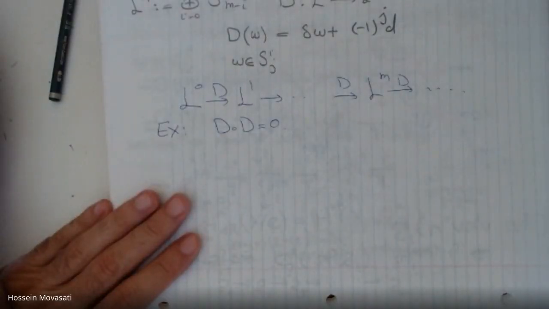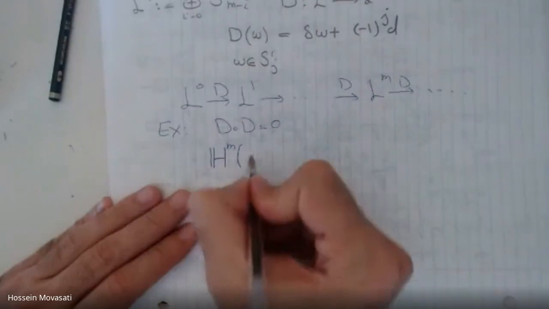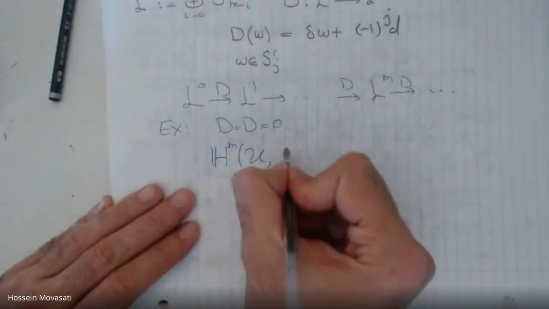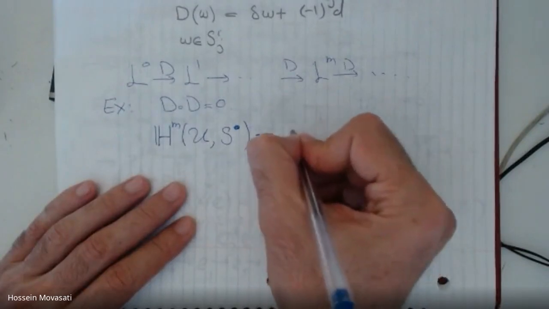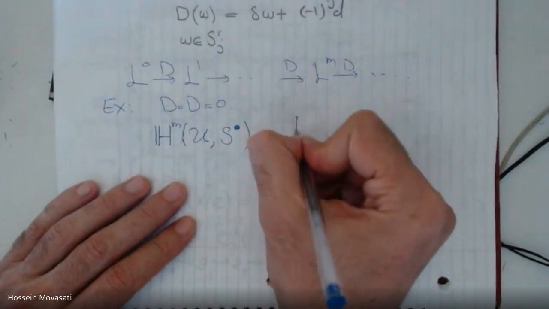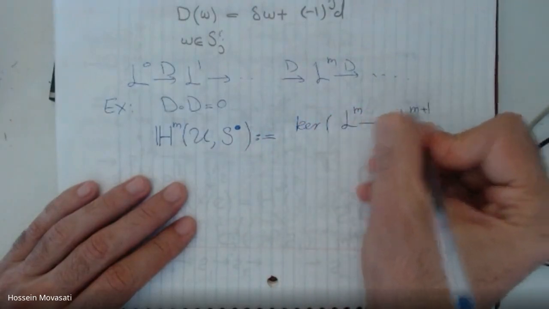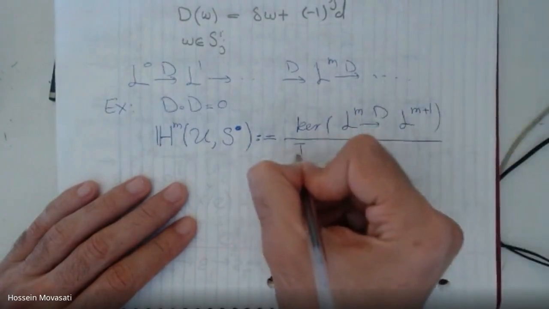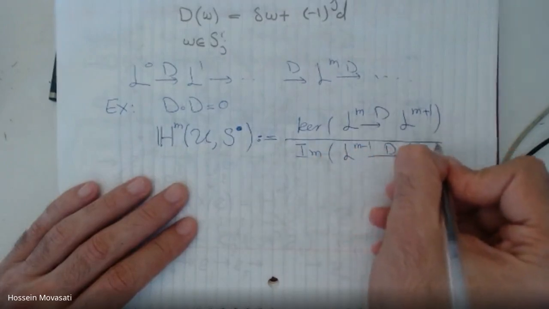And then we started from a covering. So the hypercohomology of this complex S-bullet is just, what? It is the cohomology: the kernel of L^m going to L^{m+1} by D, divided by the image of L^{m-1} in L^m.